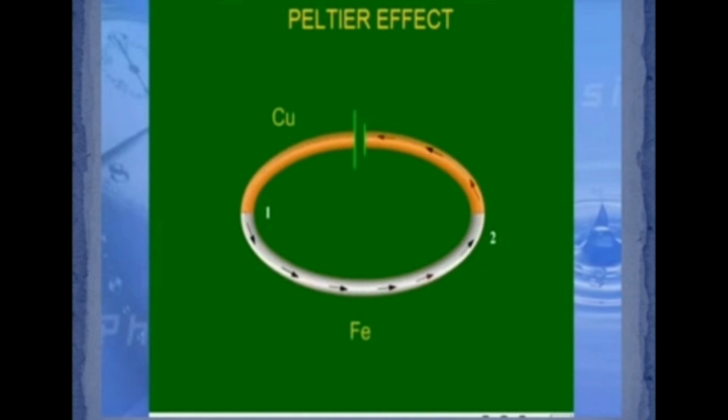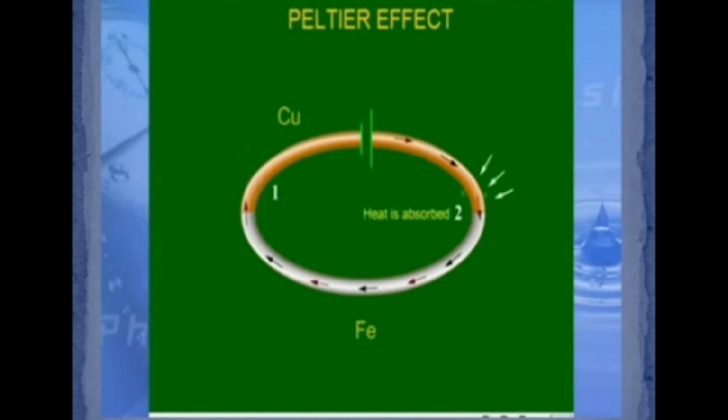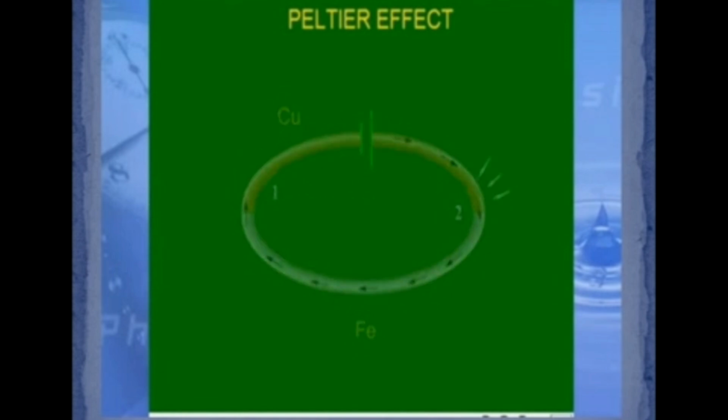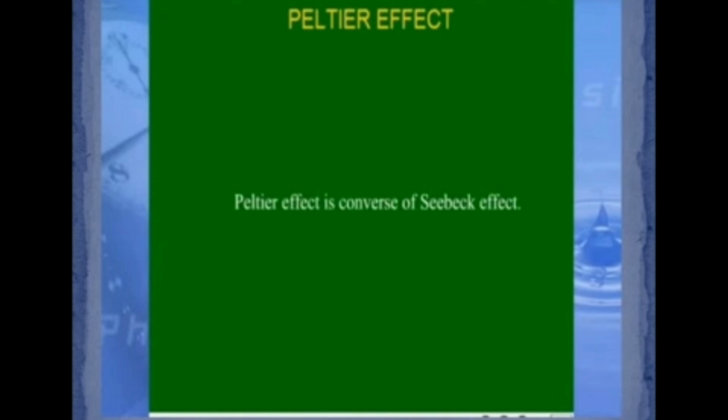What happens in junctions 1 and 2? At one junction heat is liberated, that is the hot junction. At the other junction heat is absorbed, that is the cold junction. So when current flows, one becomes a hot junction and the other becomes a cold junction. That is called the Peltier effect. It is the converse of the Seebeck effect.